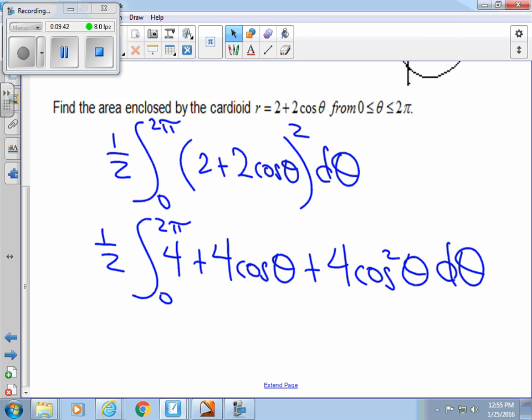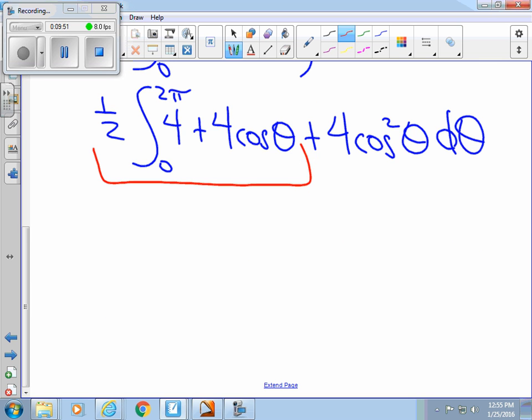This part of the integral, which I would probably at this point distribute the 1/2 just because it works nice and easy, can be done right now without doing any work. Agreed? Cosine squared, you have 2 options. You can do a trig identity, or you can call it cosine times cosine and do integration by parts repeatedly.